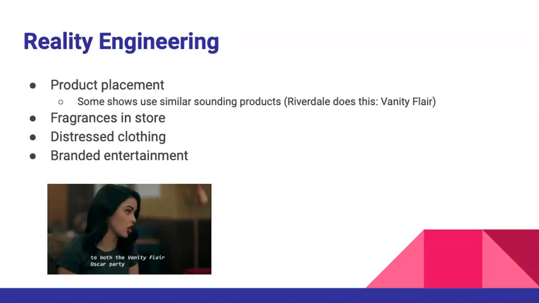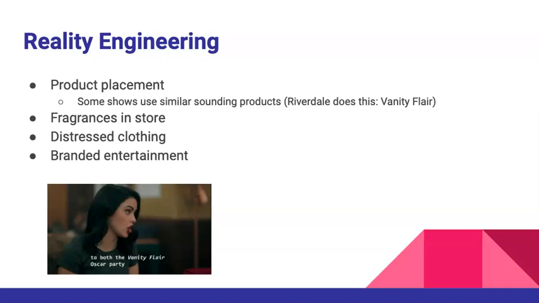One thing to be conscious of in fashion and in entertainment is reality engineering. So product placement is an example of how reality is engineered, because perhaps that product wouldn't have appeared in the filming of a television show or a movie if it hadn't been placed there by marketers. Sometimes shows will use similar sounding products instead of the real thing. Riverdale does this all the time. For example, Vanity Fair, as a magazine that Veronica mentions. So, is it a Vanity Fair?